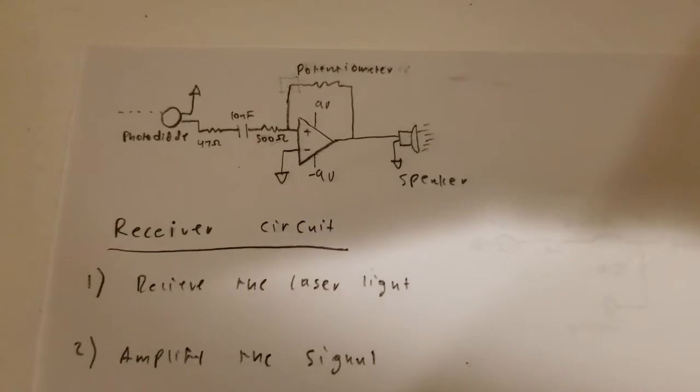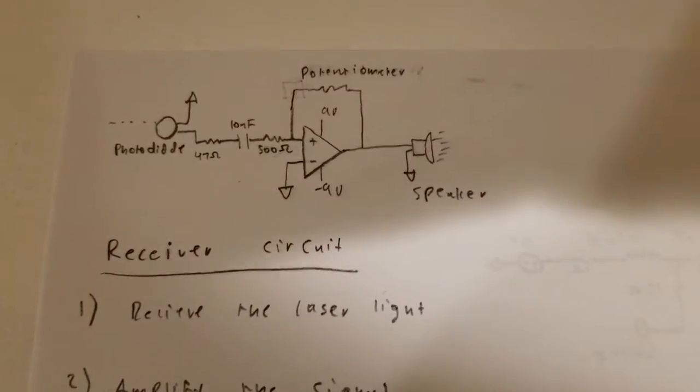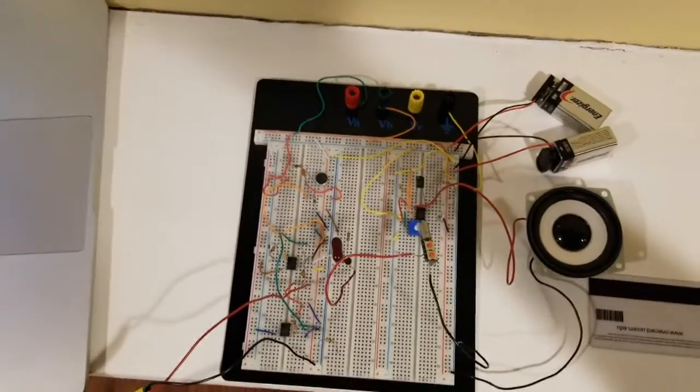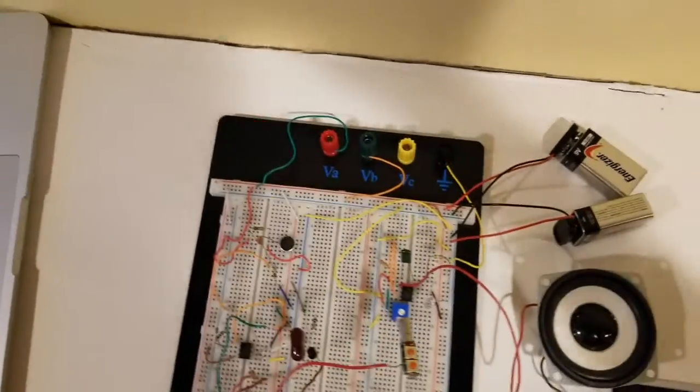So those are the 2 parts of the circuit, and now we can see what they actually look like. The actual circuit that we created, from a top perspective. So we can start out with the transmitting circuit. Actually, we'll start out with the batteries.